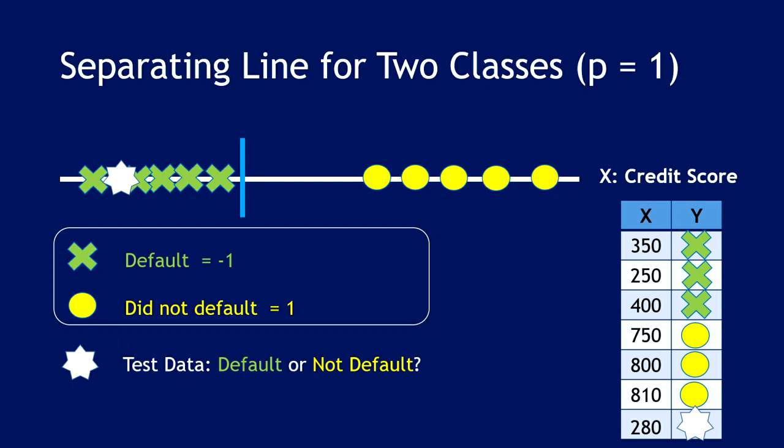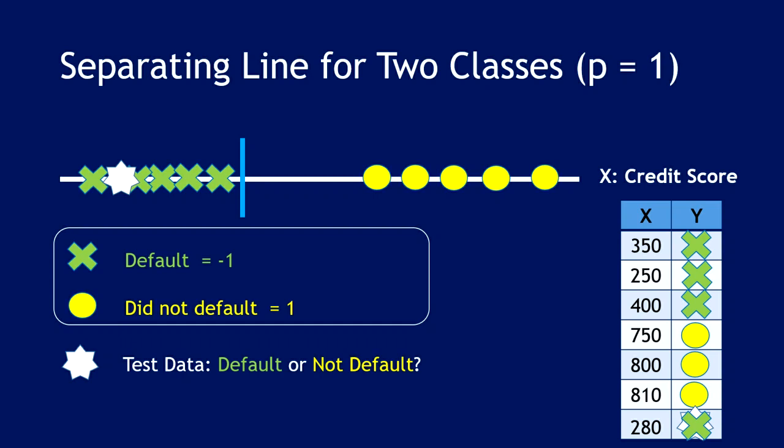Using the blue line, because the blue line is our model, the model helps us separate the classes into two clusters. What we do is use the blue line to make a decision. Since the test data point, the star, is on the left-hand side of the blue line, we will predict it to be in the default class, which is probably reasonable.